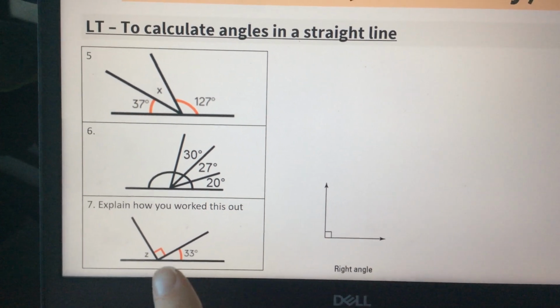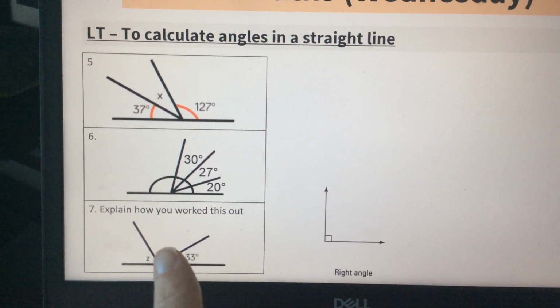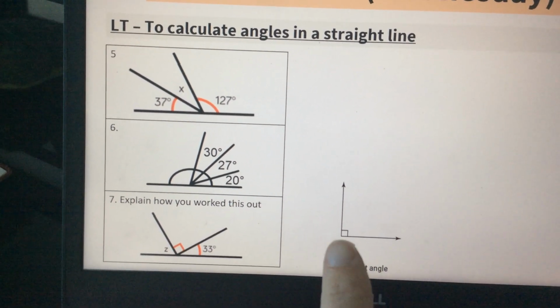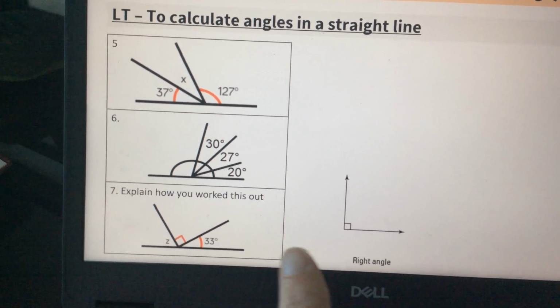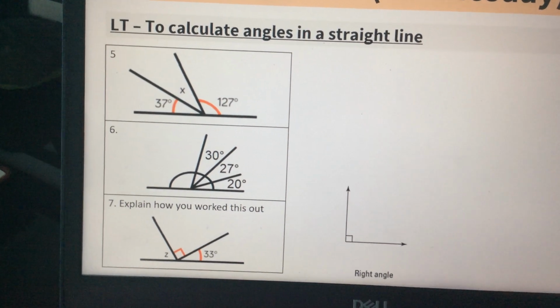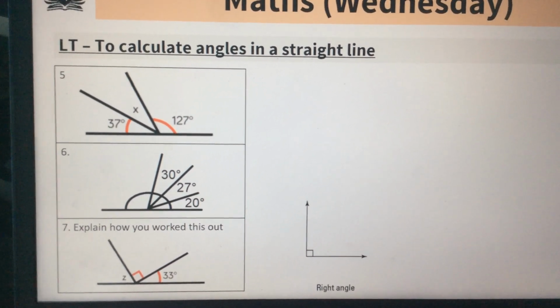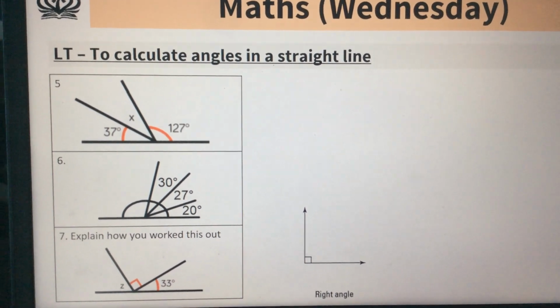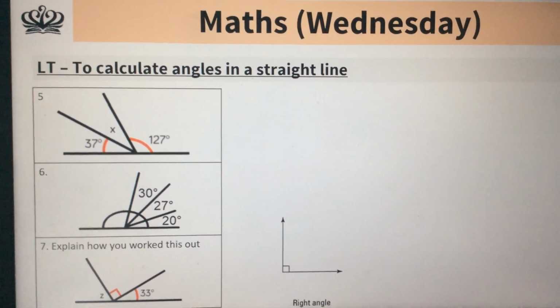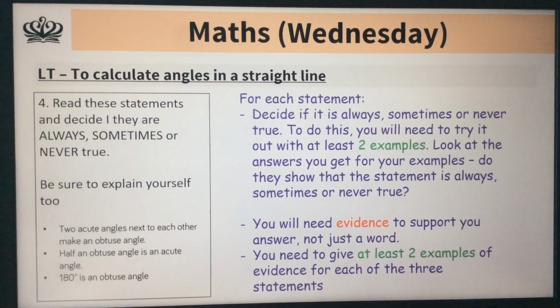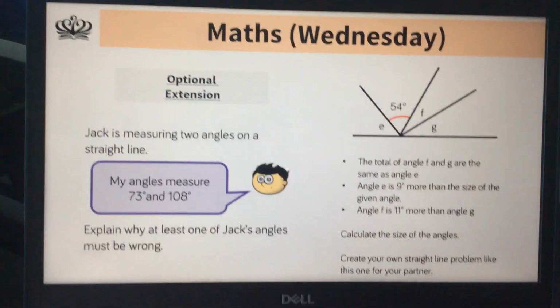This one's a good one. It's given you two angles. Remember that if it's got a square in the corner, not one of those curved arches, it's a right angle. And you'll have to remember how many degrees in a right angle to work out that missing angle Z. Right, last one. If you want a bit of a challenge today.